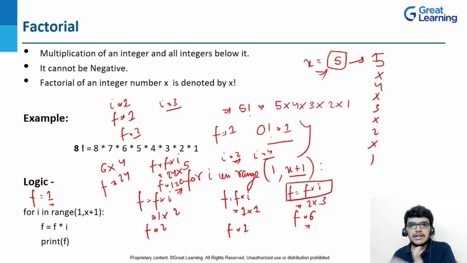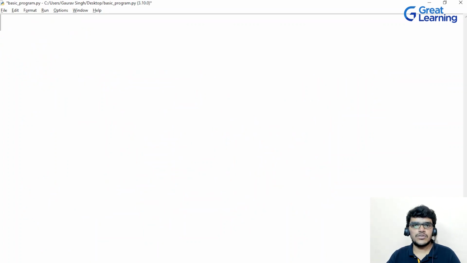So i value started from 1, 2, 3, 4, 5. So I have just multiplied it. So in this way, I can get my factorial of an integer. So now let's see the coding of factorial of an integer in Python IDLE. So first I have to give the input. So let's suppose I am giving the input by user itself.